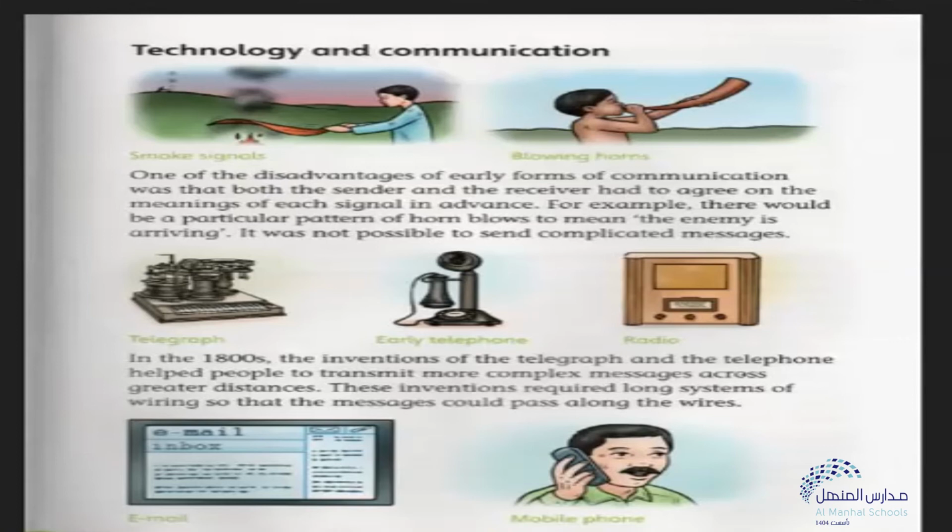Okay, so that's ancient times and modern times. Page 183 shows just how far we got with modes of communication. The ancient forms of communication were smoke signals, blowing of horns, telegraphing, early telephones and radio. That was the six early forms of communication. Nowadays it's emails and the mobile phone. That's the modernized form of communication today.